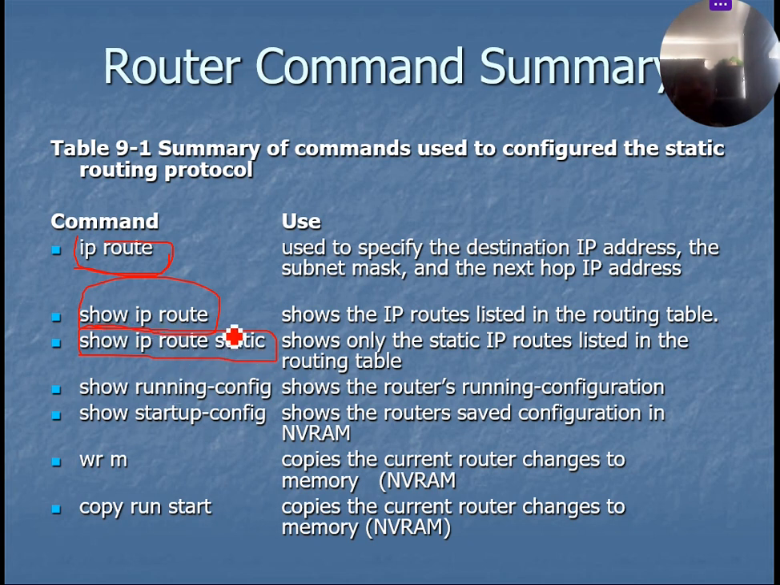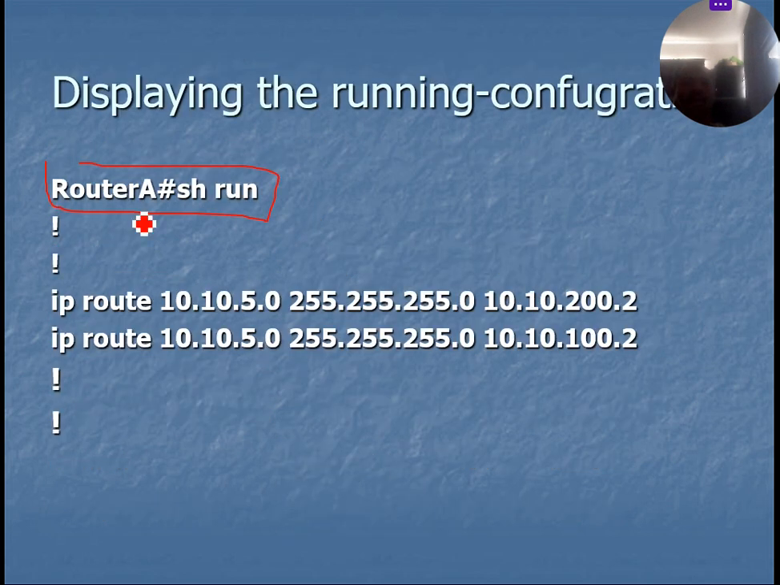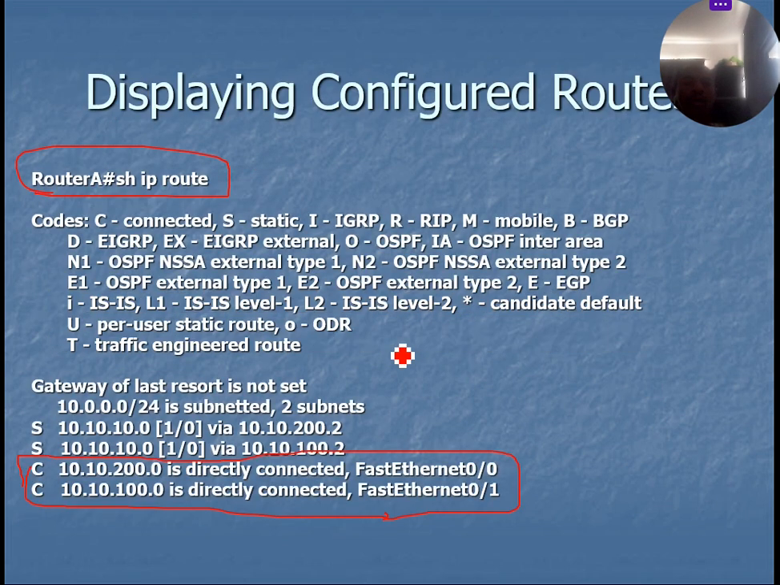But when you say show IP route, it will show you everything, both the static route, dynamic route, everything. But when you are specific, you say show IP route static, to display only the static routing protocols that are available. Now you say show running config. This one shows the router's running configurations that are available. All the running configuration, just the one we saw in the previous page just now. See, like this one. Show run. To show all the running configuration that you have.